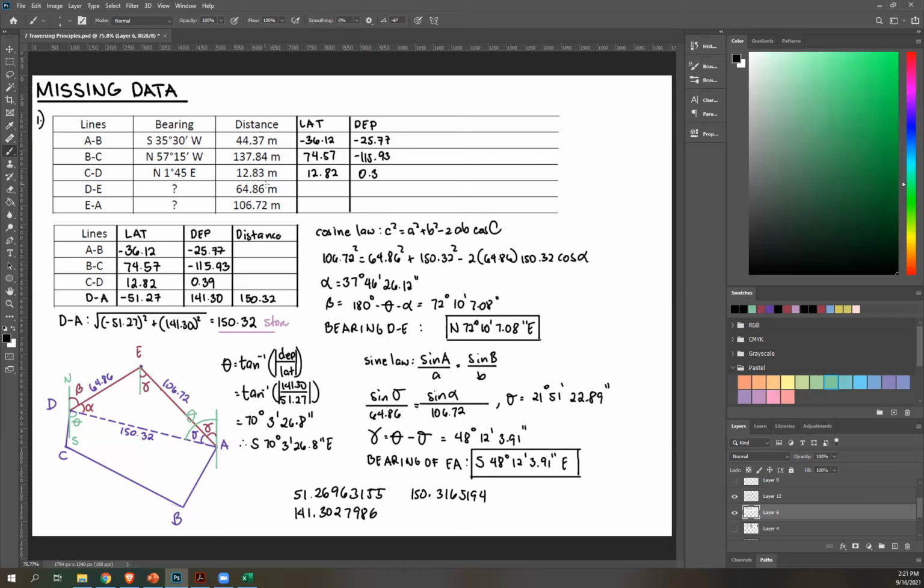So that's just distance, 64.86. Cosine, this one. Cosine its angle.